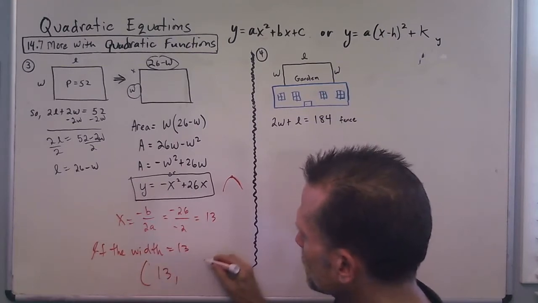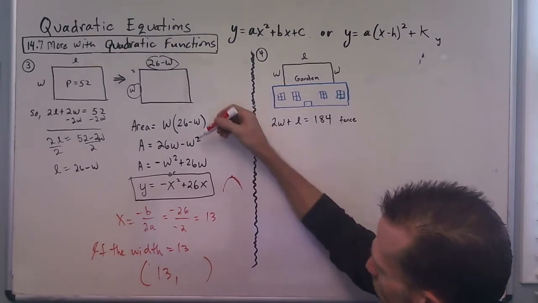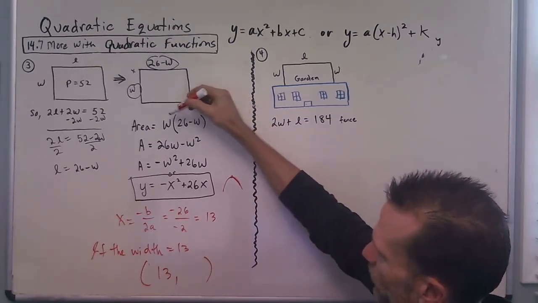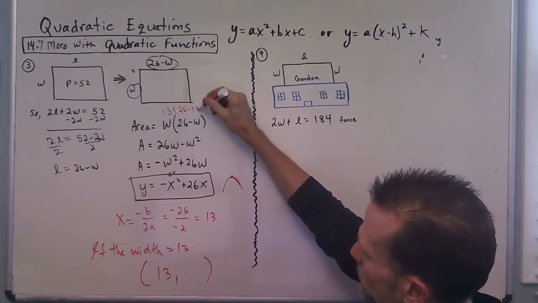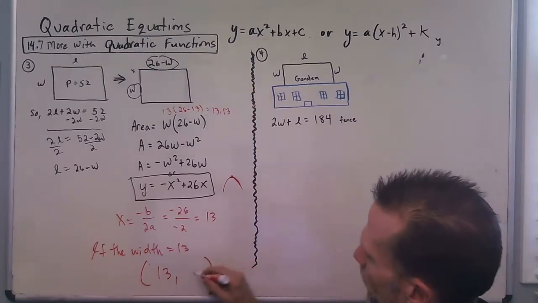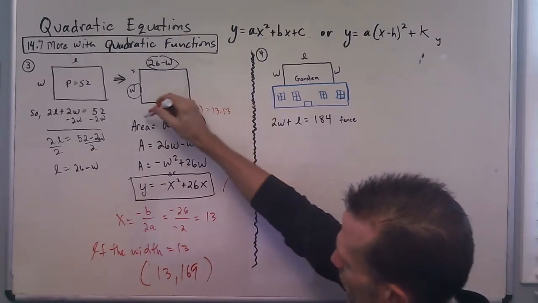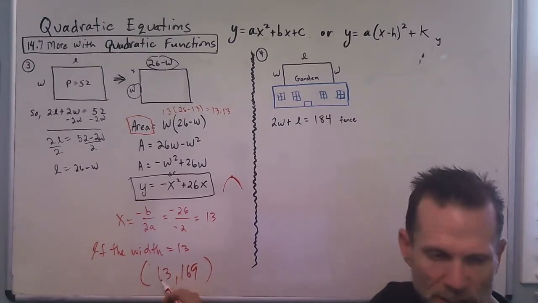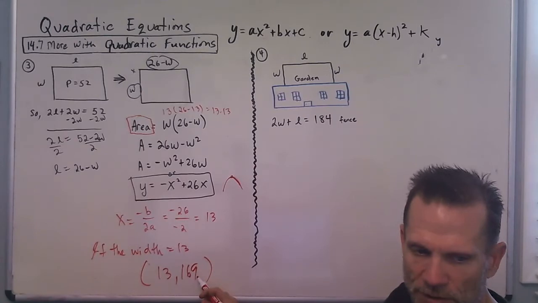Okay, when the width is 13, what happens here? Well, we can go back to our original and substitute it into one of our originals. What we get is 13 times 26 minus 13, and we get 13 times 13, and we get 169. So what does 169 represent? Well, we have it labeled right there, the area. So when the width is 13, we get a maximum area of 169.